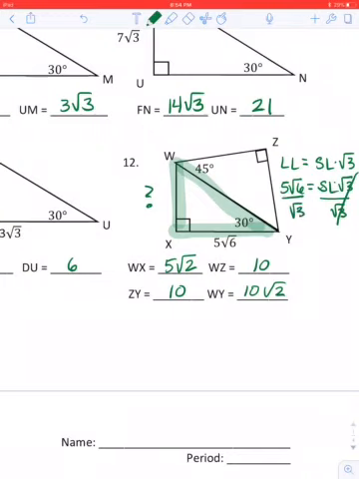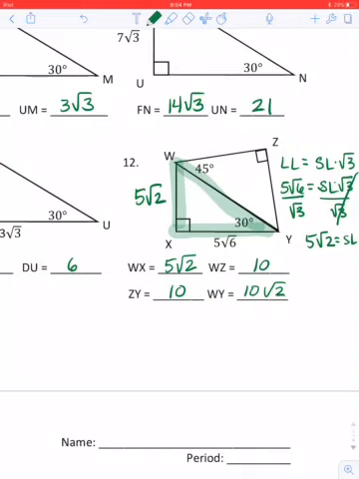Now when I do that, the 6 and the 3 are both in the radicals, which means they can be divided. So 6 divided by 3 is 2, so that becomes 5 square root of 2 for the short leg. So WX is 5 square root of 2.